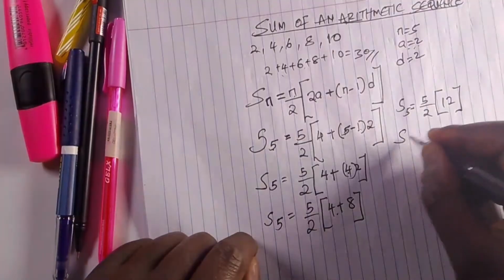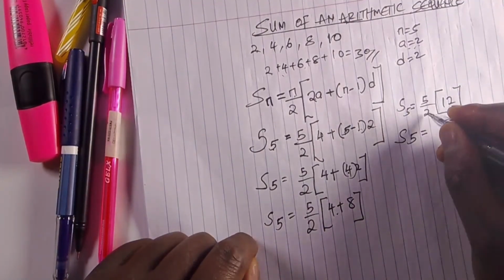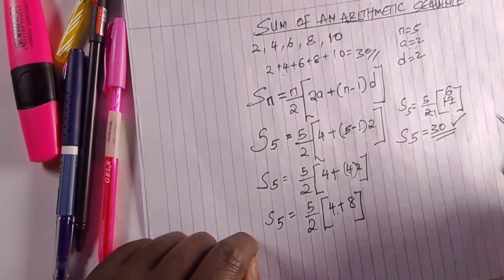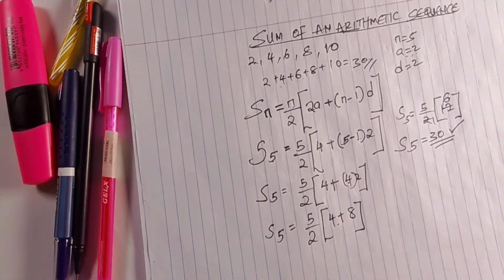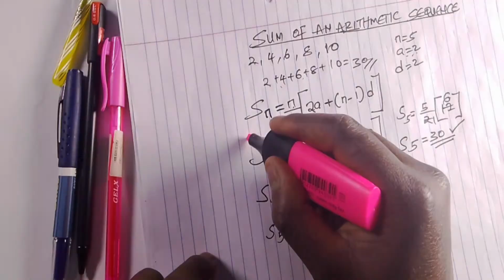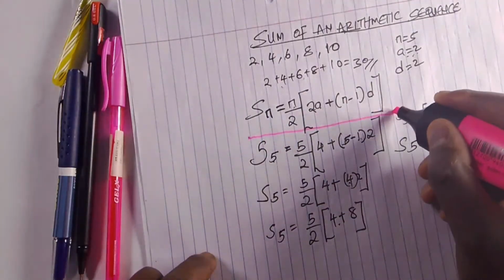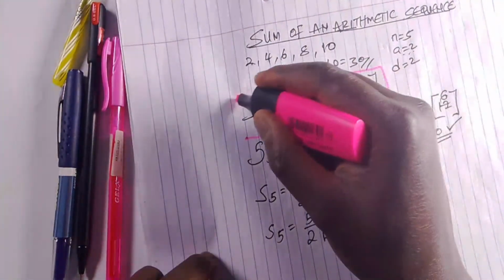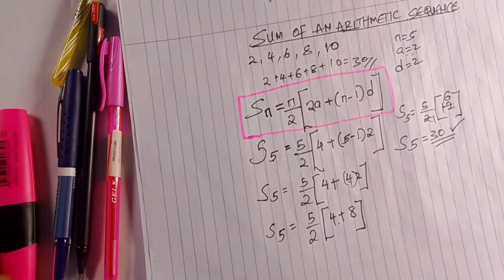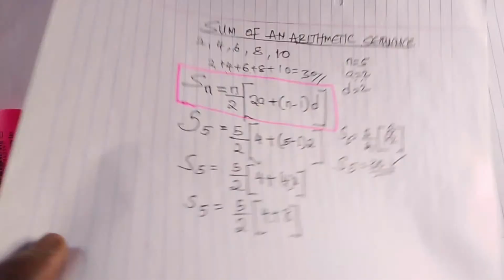And the sum of the 5 terms will be, dividing by 2, 12 over 2 is 6, and 6 times 5 is equal to 30. So that is how we determine the sum. The formula of finding the sum is this one. So we can have a question.